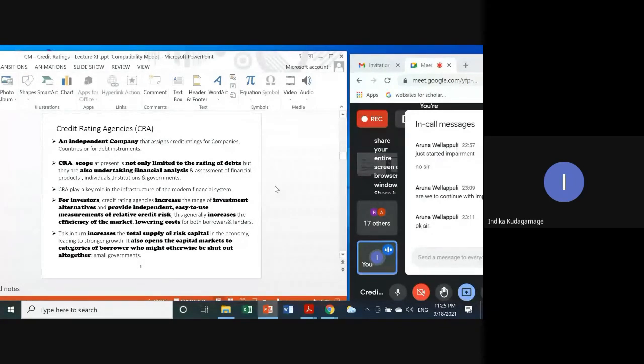A rating agency is an independent agency. It is a profit agency, not a non-profit organization. It is a business organization, but they are specialized in evaluating customers and providing rating and creditworthiness reports to others. The scope is not limited only to the rating of debt, but they also undertake financial analysis.